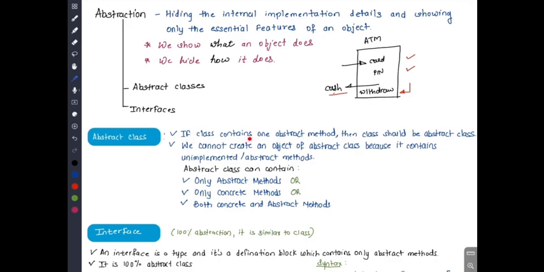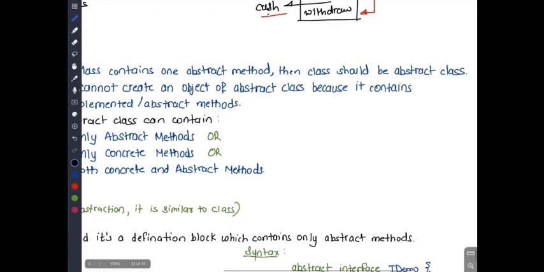If a class contains one abstract method, then the class should be an abstract class. Okay, let's understand what an abstract method is. So for example, if we have a method, say void display, and if this method is unimplemented, that means it is an abstract method. Now, let's consider one more example, void display.